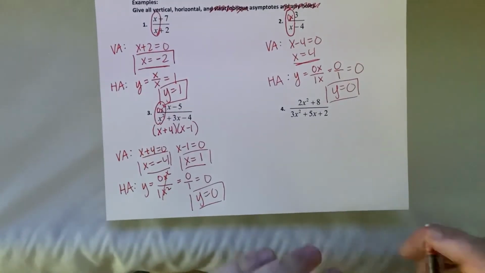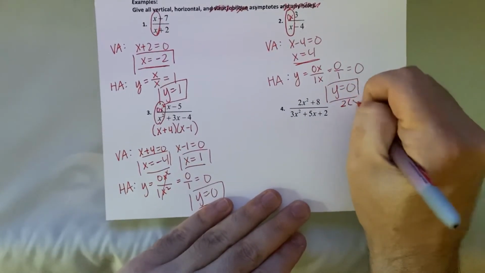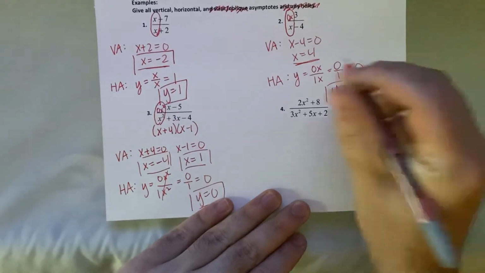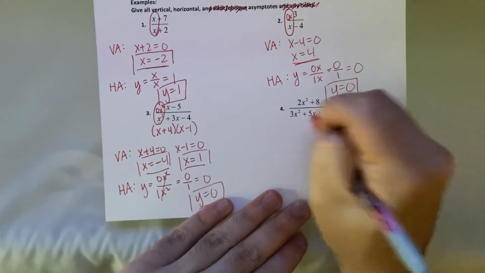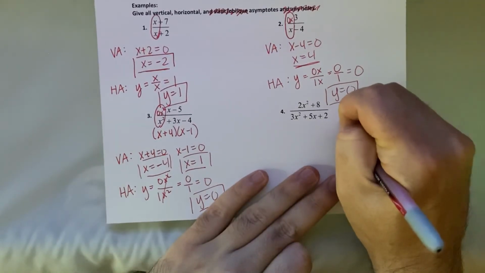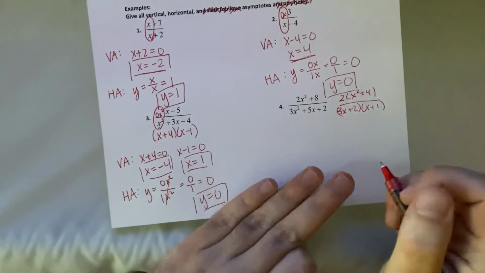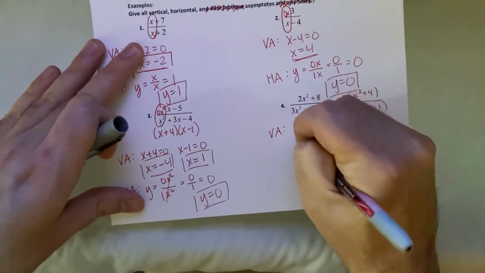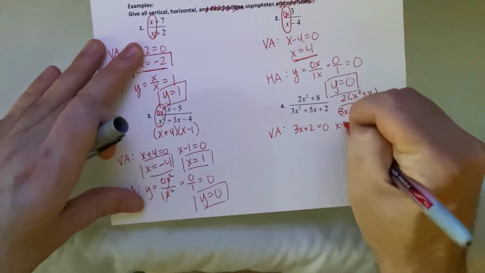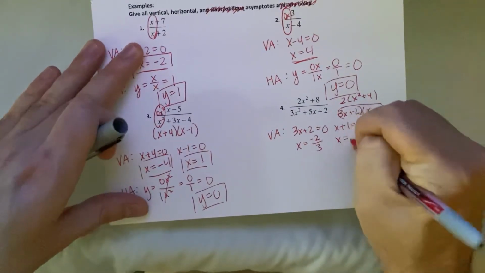Now lastly, let's do number 4. If we fully factor everything, we get 2 times x squared plus 4 on top. If I factor the denominator, I'm pretty sure this will be 3x plus 2 and x plus 1. I'll just have to ask you to take my word for it for now. Again, vertical asymptote: the denominator is equal to 0, 3x plus 2 equals 0, x plus 1 equals 0. So x is -2/3, or x is -1.